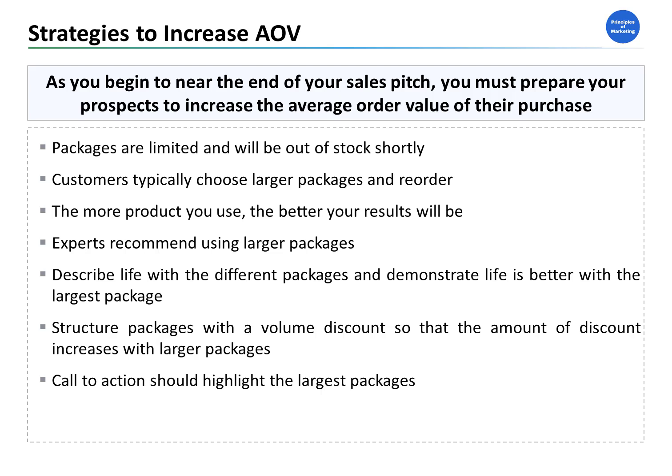The next strategy you can use is describe life with the different packages and then demonstrate that life is better when you order the largest package. You can also structure packages with a volume discount so that the amount of discount increases with larger packages. So if you're ordering, let's say, 6 of the same product, your discount will be much larger than if you had ordered 3 or one unit.